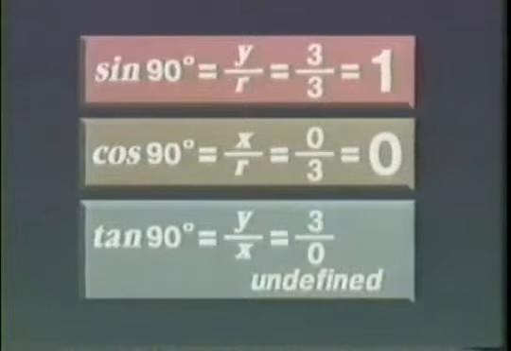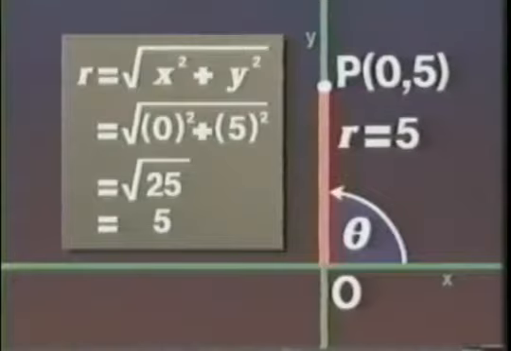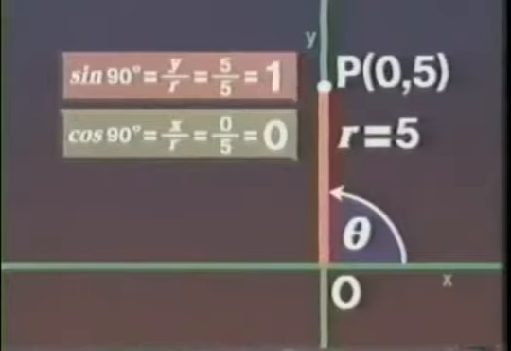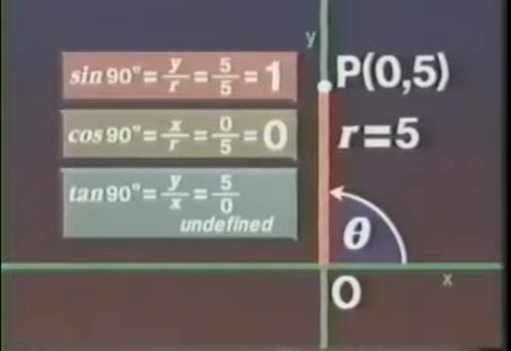Also, notice the difference between dividing 0 by a number and dividing a number by 0. Let's pick a different point. Because the value of x is 0 at 90 degrees, r will always equal the value of the y-coordinate. This means that the sine of 90 degrees is 1, the cosine is 0, and the tangent undefined.